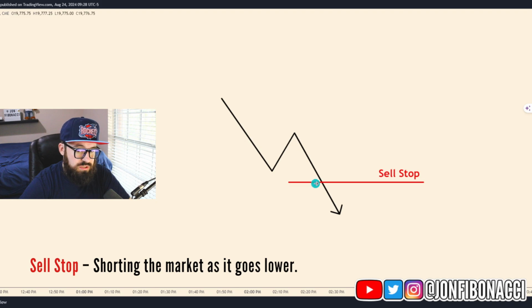If it's a sell stop, you can short it on the way lower, and if the market continues lower, you can profit from that. So it's the opposite of a buy stop. Buy stop, you're buying on the way up. Sell stop, you're shorting on the way down.